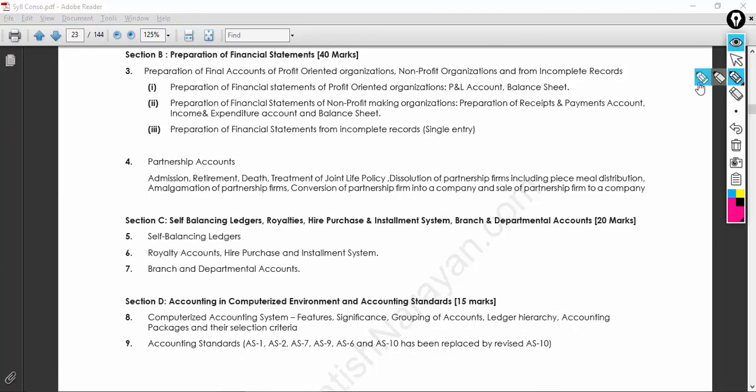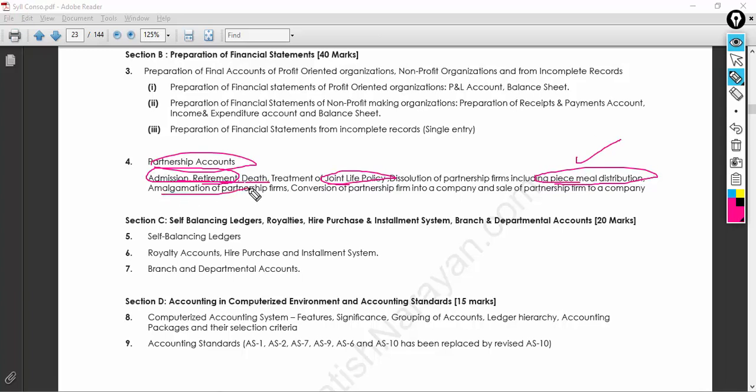With that, if you come to partnership, you have admission, retirement, death. However, I suggest you guys concentrate on this part, very important: treatment of joint life policy. The basics are very important here. Piecemeal distribution is one of the interesting topics, but very important from the examination point of view, so that also is important.